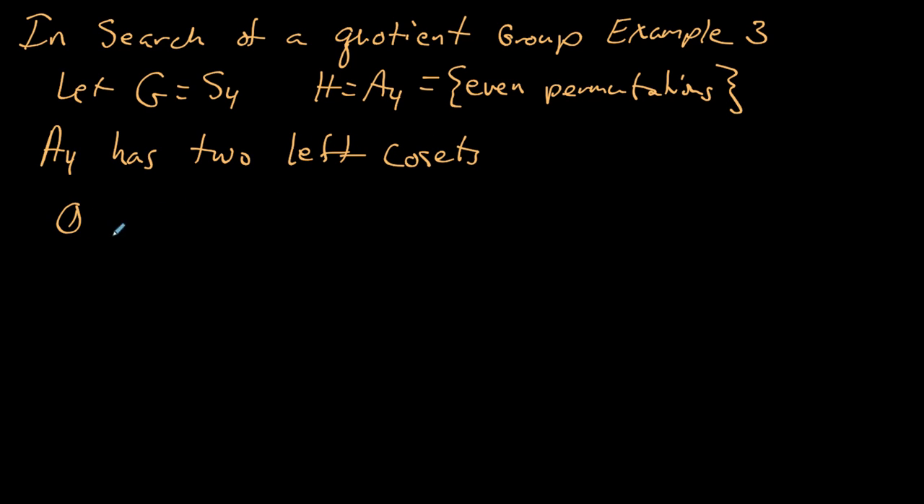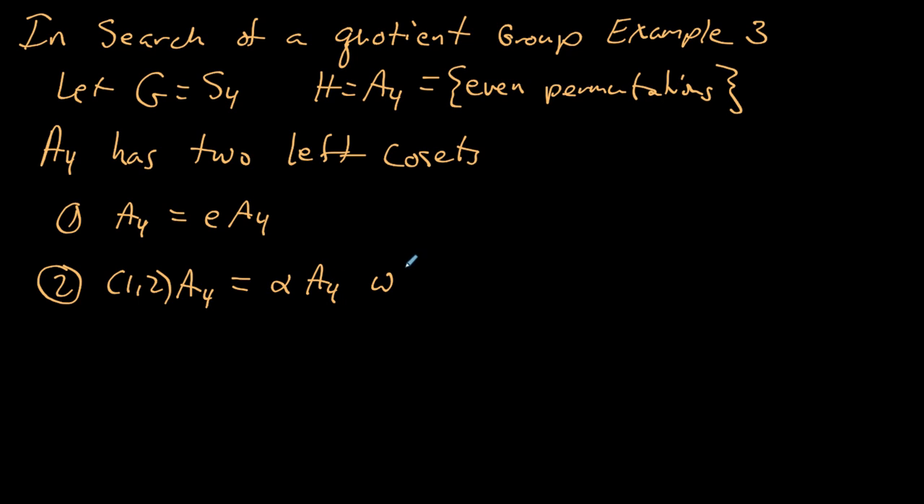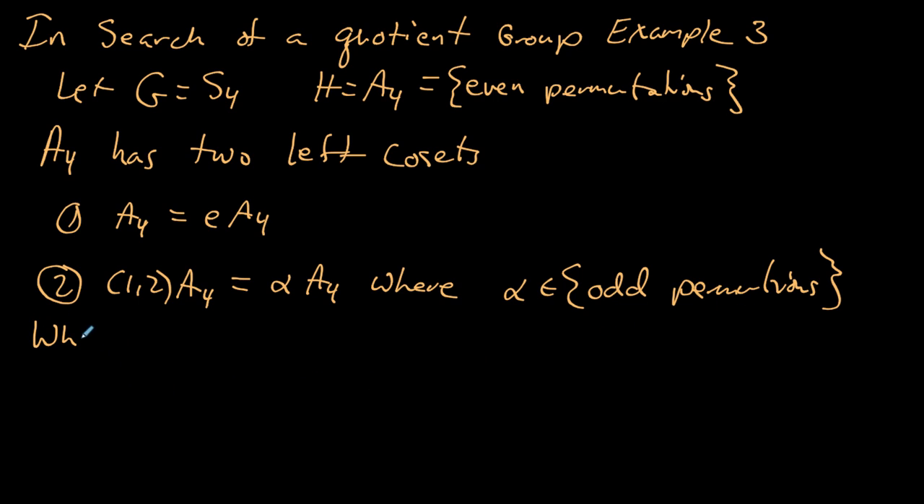The first one is just A4 itself, which is E times A4. And the second one is any odd permutation. Let's see, I'm just going to take (1 2) times A4. And this actually is the same as alpha times A4, where alpha is any odd permutation. And the first thing that I want to do is show why these are the only two left cosets. So let's look at that.